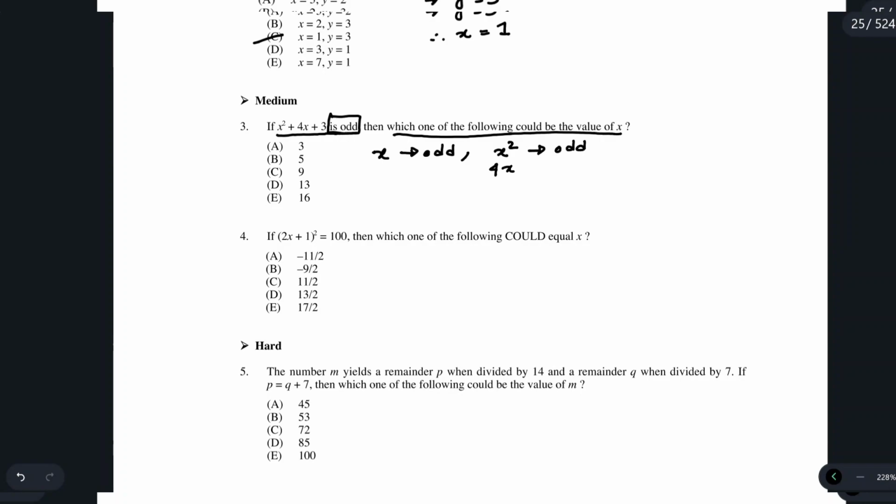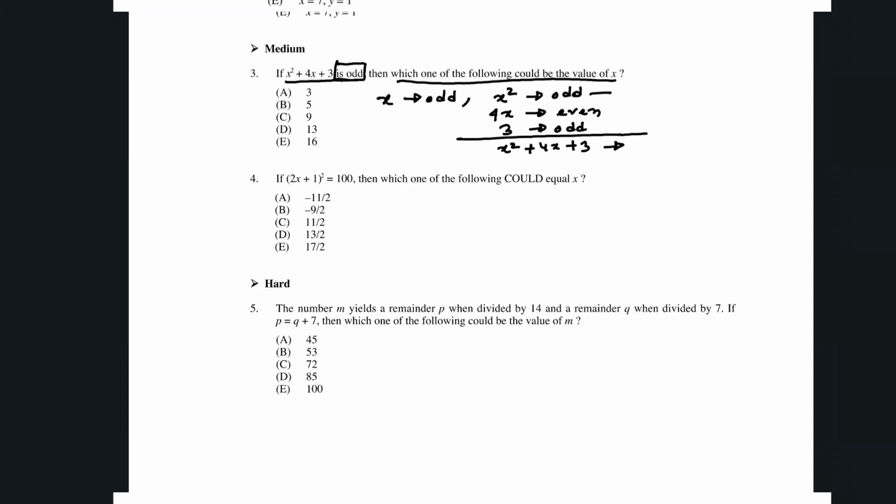If I multiply the odd number by 4, it should always be even. And the last term 3 is odd. Now when I sum them up, so that we have x squared plus 4x plus 3, the value of this expression should be the sum of an odd number, an even number, and another odd number. So if you sum up two odd numbers, the sum will be even. And if you add an even number with another even, it will always be even. So the value of this expression should be even if x is odd.